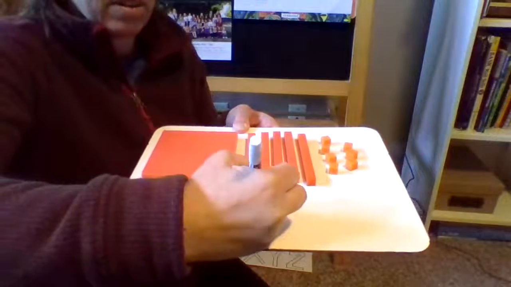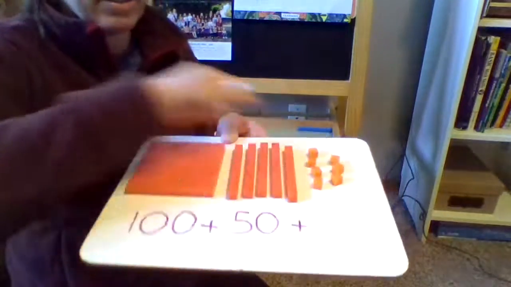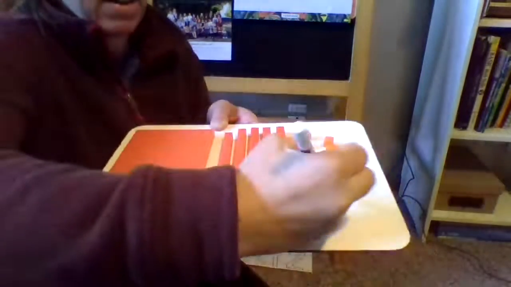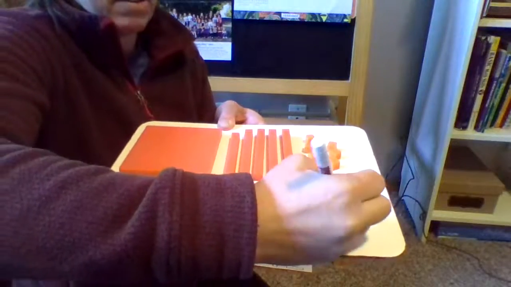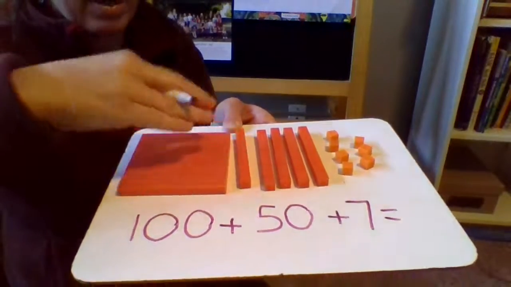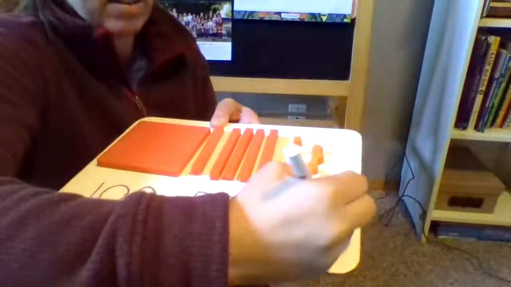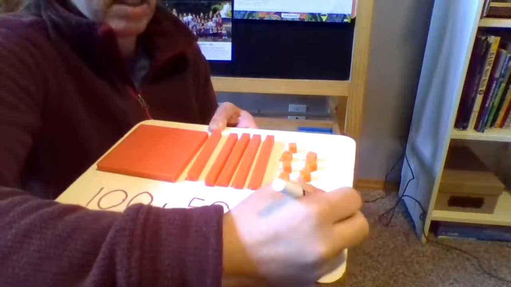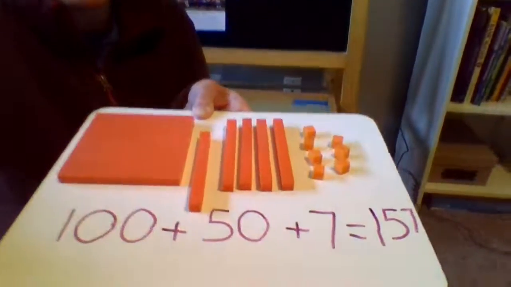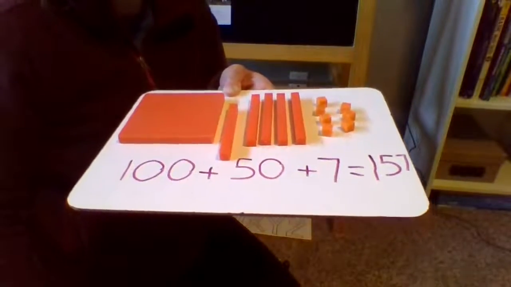So we're going to do 100 plus 50, and then plus the 1s. Okay, let's see. 1, 2, 3, 4, 5, 6, 7. Okay, so 100 plus 50 plus 7 equals how many altogether? 157. Ooh, I'm kind of running out of space there. But there we go. Whoa, things are sliding around a lot today. 157. That's how you would represent that.